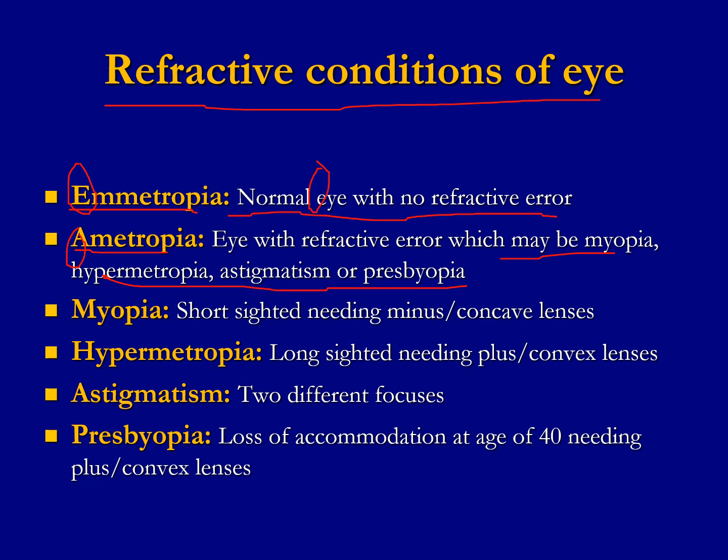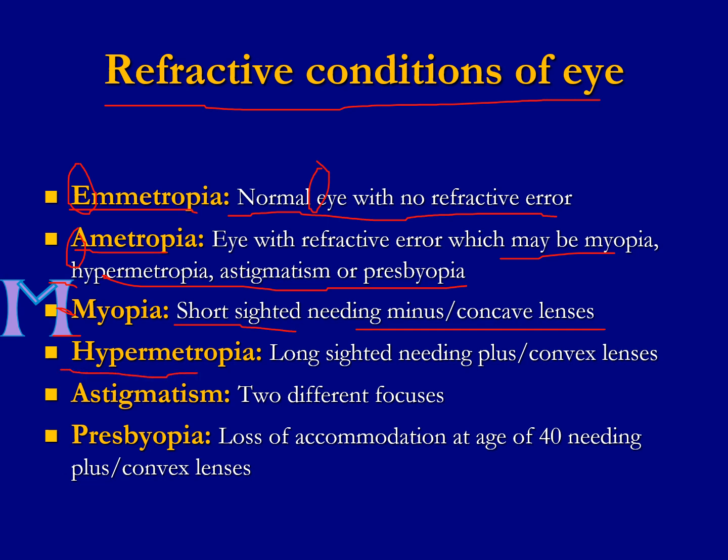Then myopia. Myopia is short-sightedness that needs minus or concave lenses, and the way to remember is minus lenses are like this, which are thin in the center and thick at the periphery. So these lenses are minus lenses. If you put two minus lenses together, that makes myopia. So myopia needs minus lenses and it is short-sightedness.